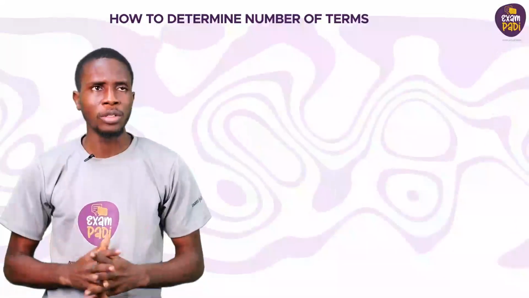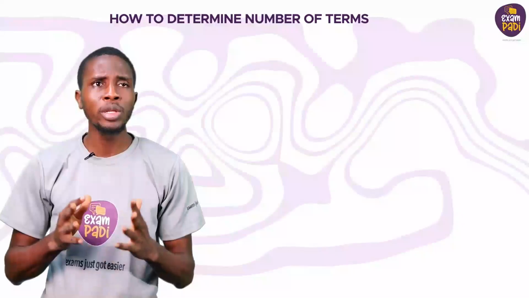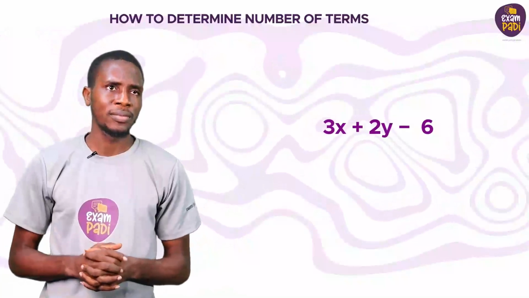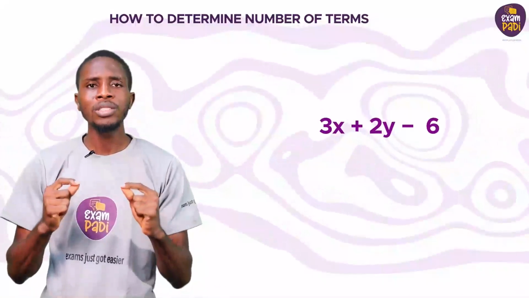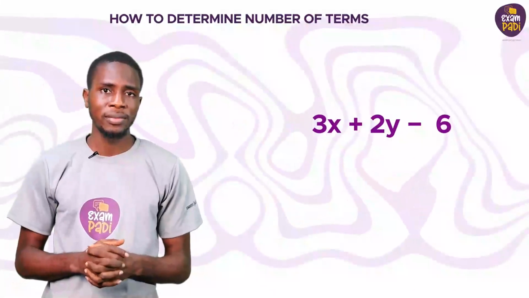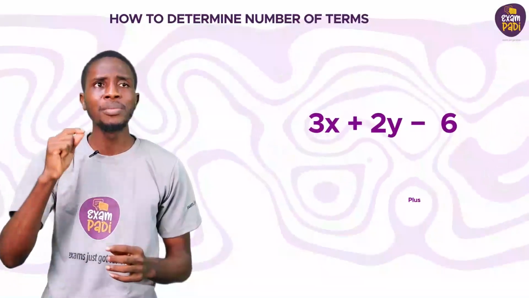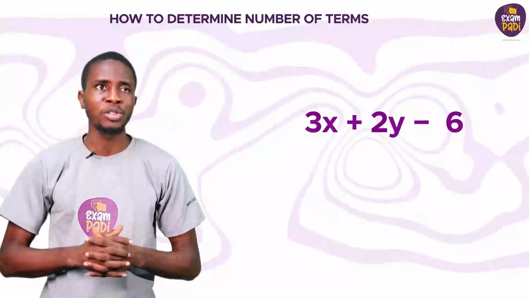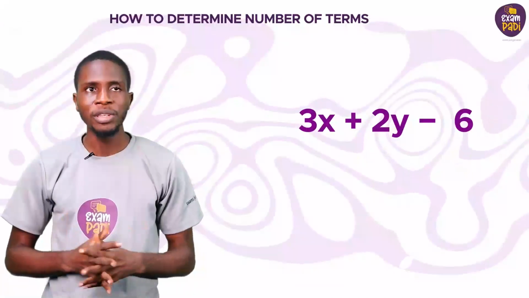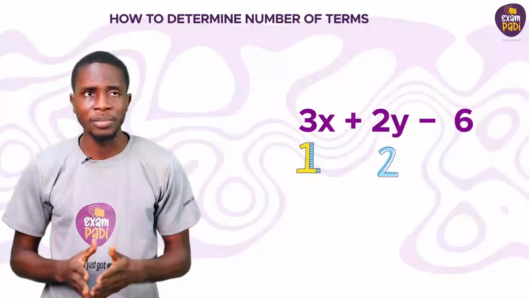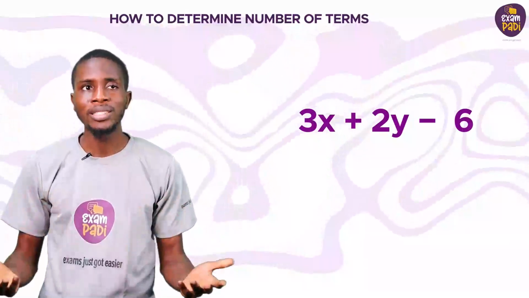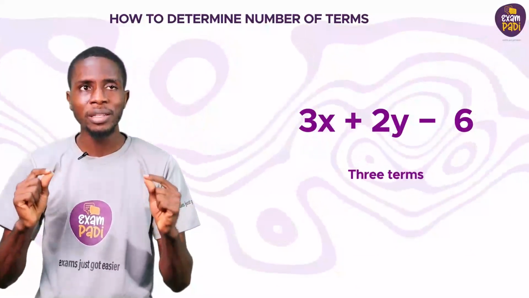Example 1. How many terms does the following algebraic expression have? 3x plus 2y minus 6. Step 1. Recall what a term is. Terms are separated by an addition or subtraction sign. Step 2. Identify the plus and minus signs in the expression. You may circle the plus or minus signs to help you. Step 3. Count the number of terms on either side of the plus and minus signs. Therefore, we can say the expression has 3 terms.